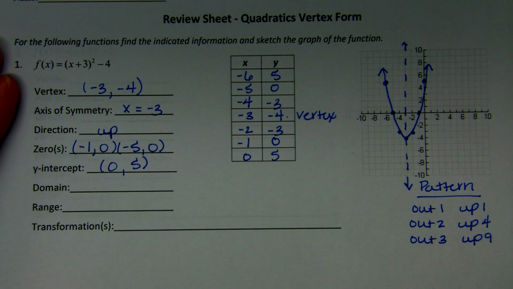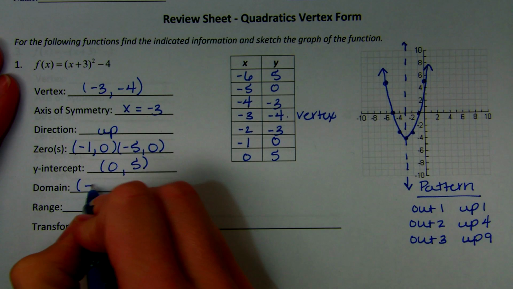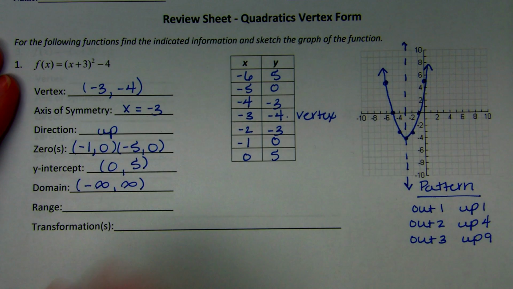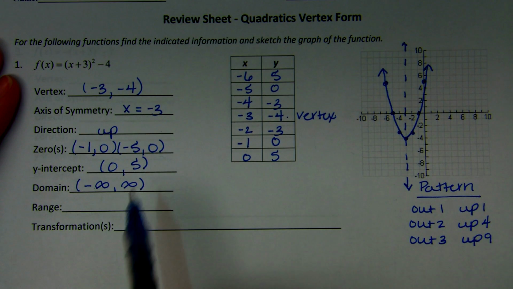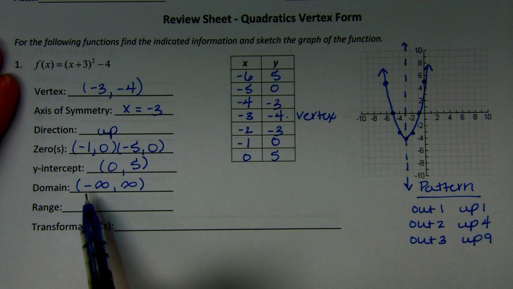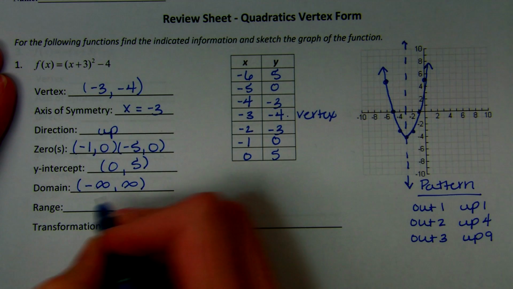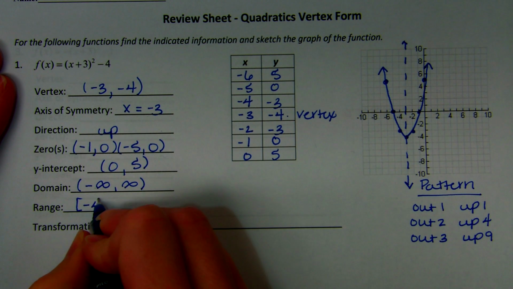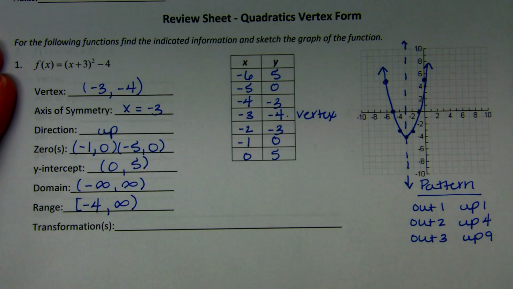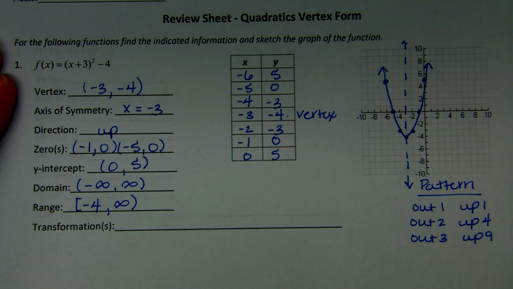The domain of all parabolas is negative infinity to infinity, and they're both in parentheses. The negative infinity has to come first. You cannot put it second, so it must look exactly like this. Your range is from -4 to infinity because it's an upward-facing parabola.